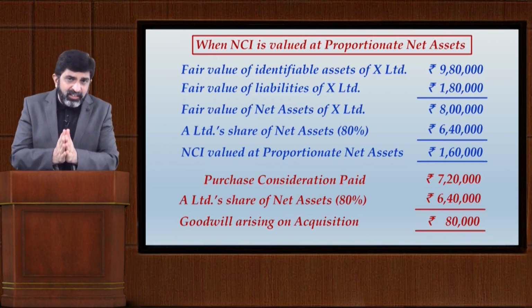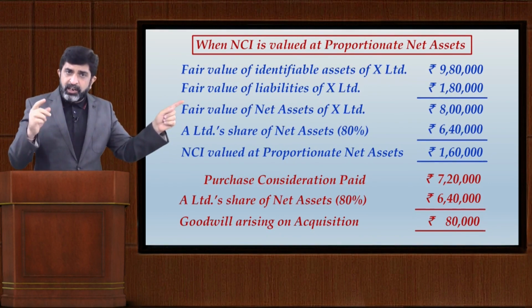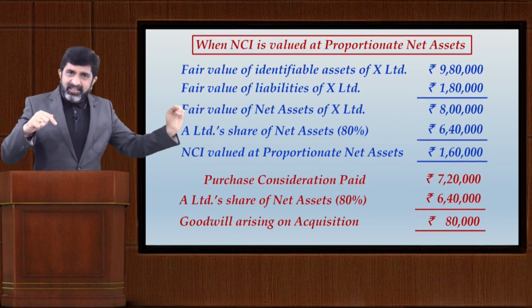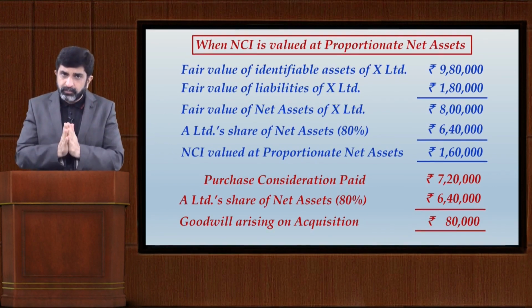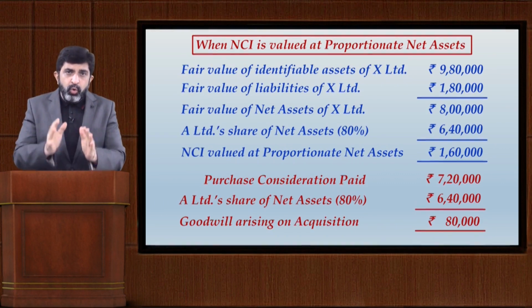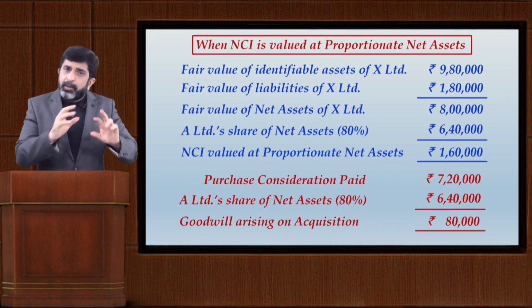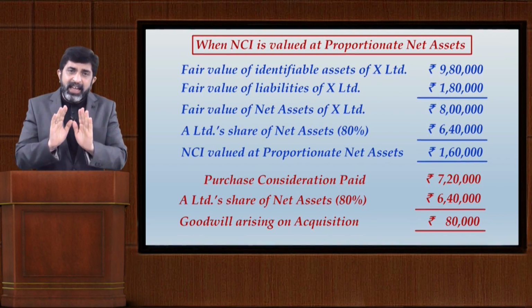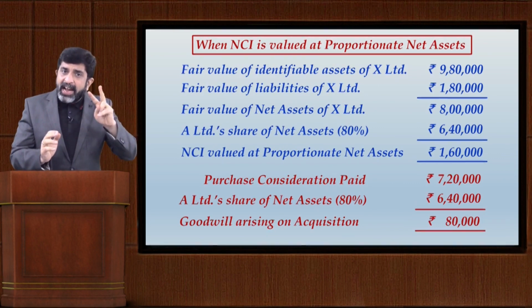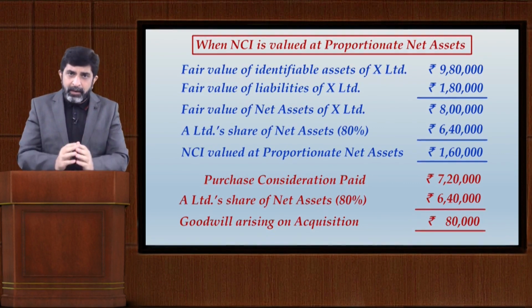So what did I just say? Take the amount of consideration that you have paid, 7,20,000. To that you add 1,60,000, that is the portion that does not belong to you. Now friends, you are measuring the non-controlling interest based on the proportionate net assets in this case. Anyway, why are we adding these two components? Let us try to understand that logic as well.